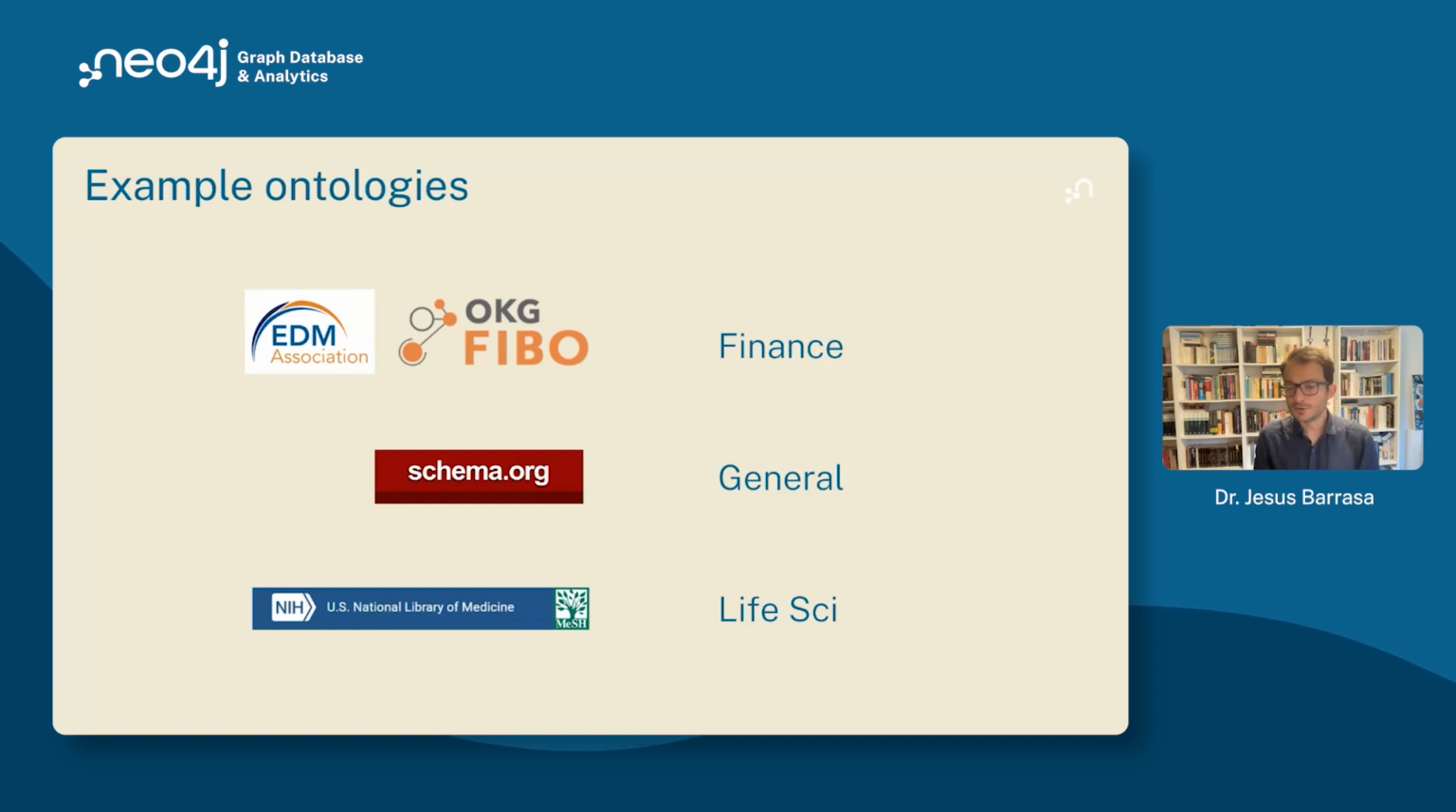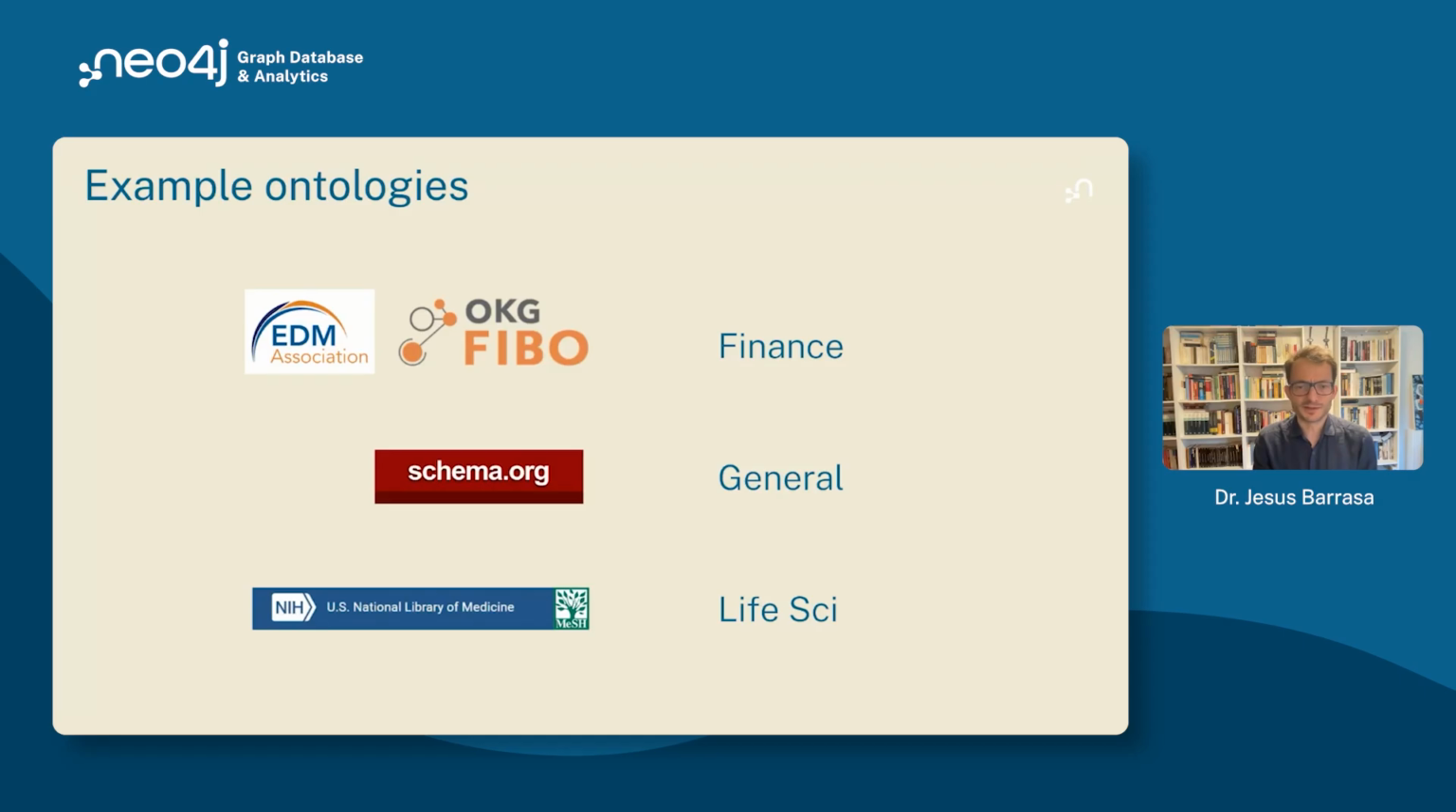There's schema.org, which is a pretty general one that defines very popular entities like, what's the notion of a person, what's a product. It's for web publishing and for annotation of web pages, but it's another very popular and very widely used ontology.